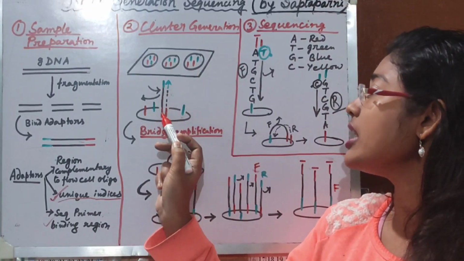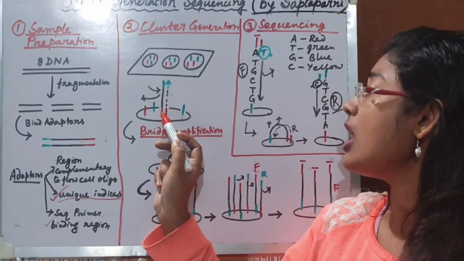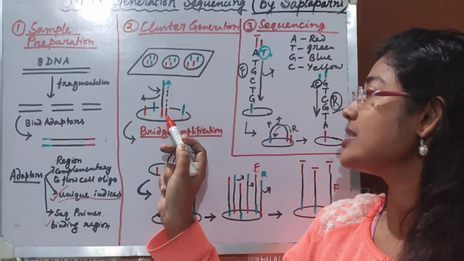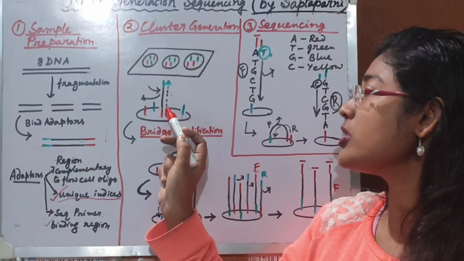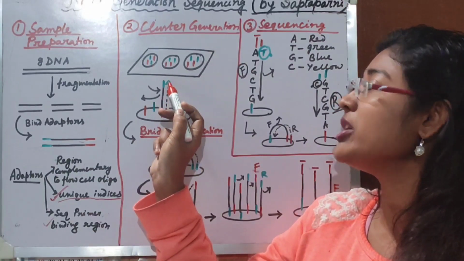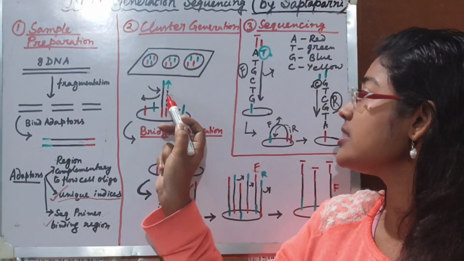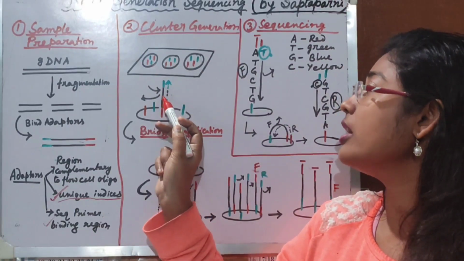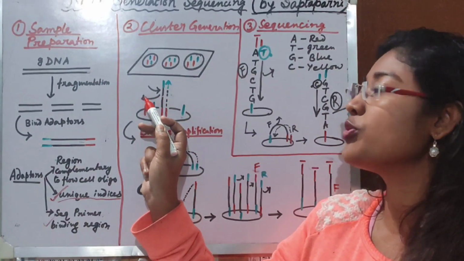It is our template DNA strand which has hybridized with the red oligonucleotide here. After hybridizing, the DNA polymerase will be recruited here and the complementary strand will be generated here. Okay, see, this is the complementary strand. After generating the complementary strand, the original template strand should be washed off.